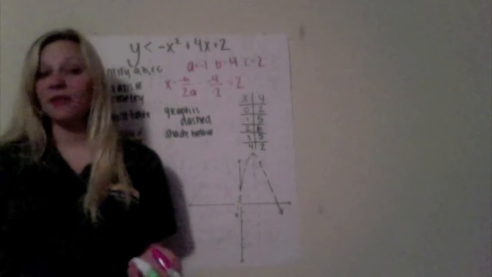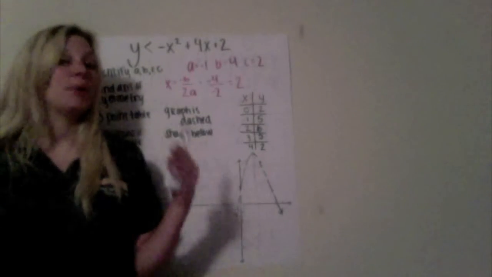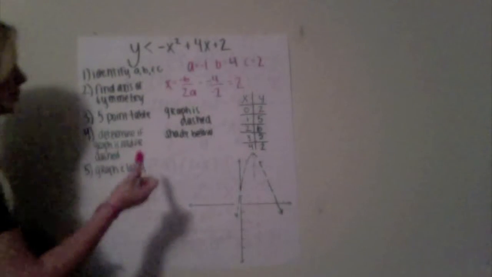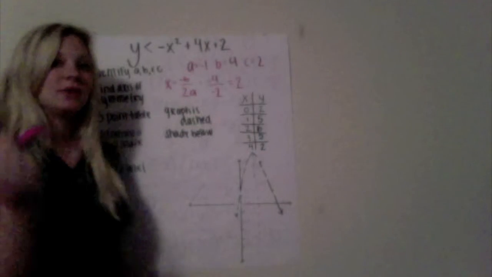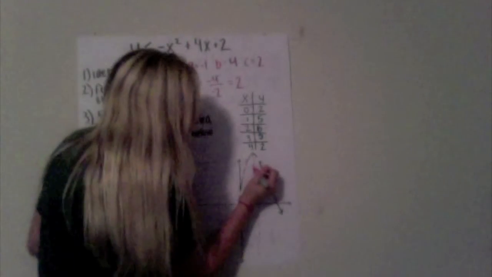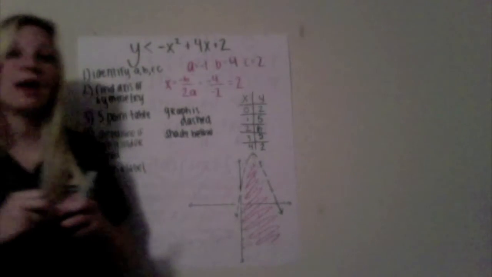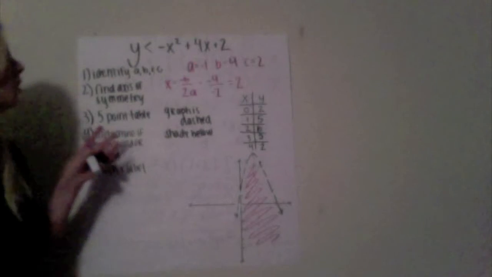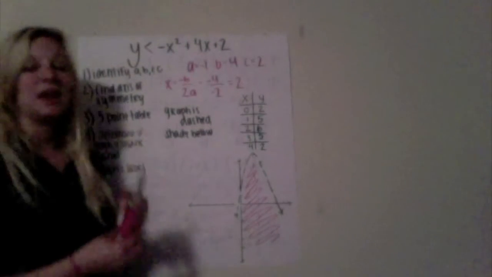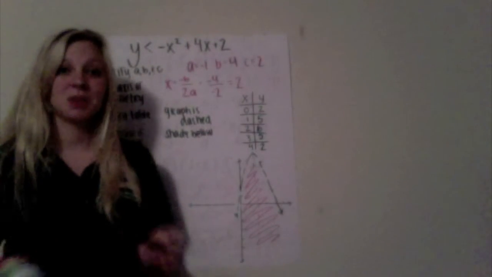Now the only thing we have left to do is shade it either above or below, and we already determined that we're supposed to shade below, so I'm going to take my color and shade everywhere underneath this curve. So now we have the graph of our quadratic inequality, y is less than -x squared plus 4x plus 2.